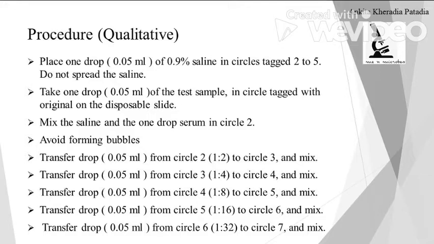So it will be having 1:2. So transfer drop immediately from 1 to 2, 2 to 3, and 3 to 4, and so on. So you have performed serial dilutions in previous sessions. So you know what is serial dilution. We are performing the same serial dilution over here to know the titer.